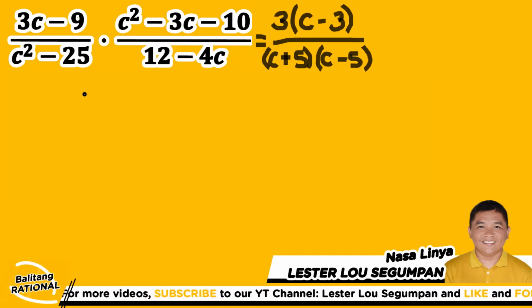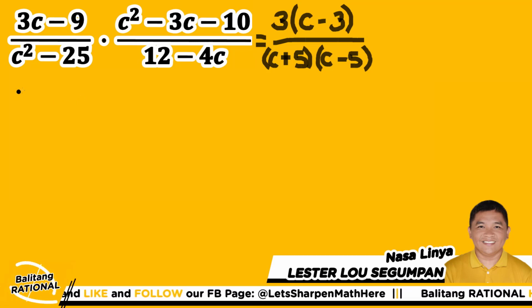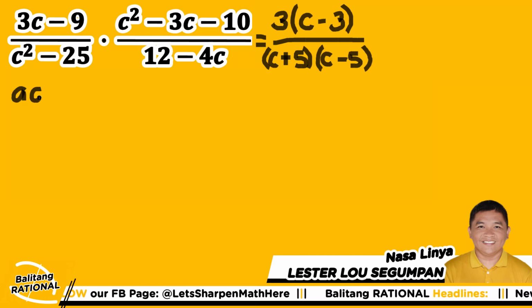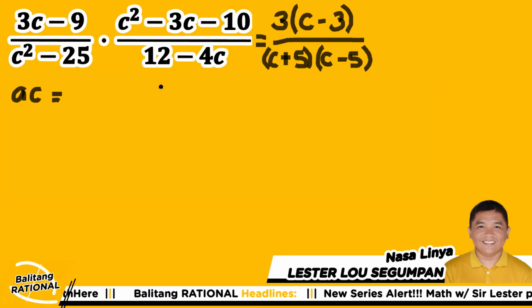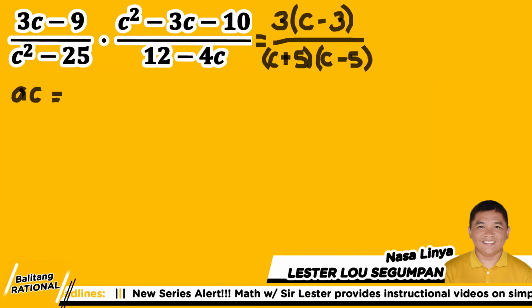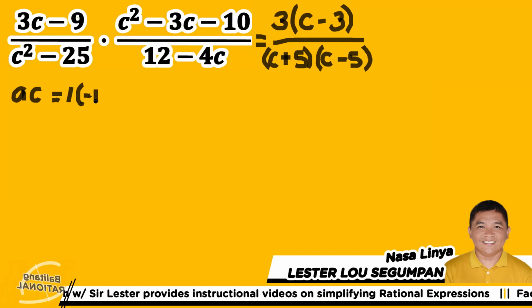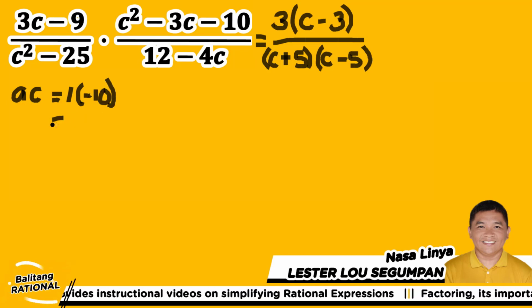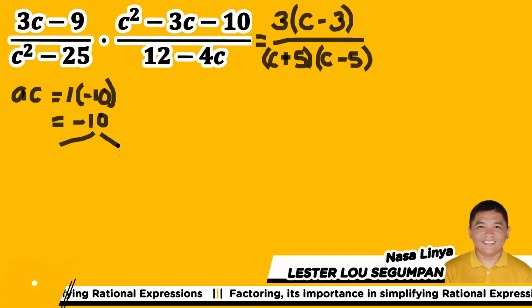Our second rational expression ay tinatawag natin quadratic trinomial because meron tayong 3 terms and we have same variable on decreasing order. So we can factor this using AC way or AC method. By the way po, yung c natin dito is hindi yung c na variable na ginagamit sa ating rational expression, pero yung c natin dito is yung constant, which is negative 10. Our a is the coefficient of c squared, which is 1, times our constant, which is negative 10. The result of our AC is negative 10. Now let's look for the factors of negative 10.